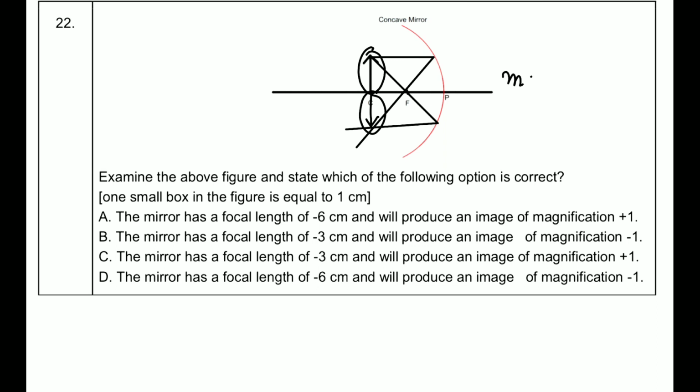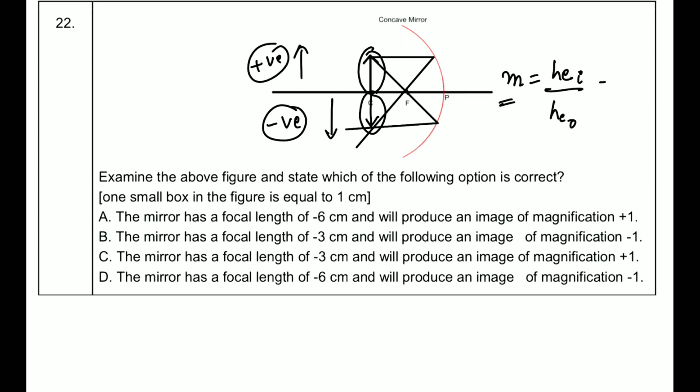But you have to understand magnification is given as height of your image upon height of your object, right? Now the height of your image is in the downward direction, that is, it should be negative, and the height of the object is in the upward direction, that is positive, right? So overall I can say magnification will come out to be negative. So -1 will be the answer. That means option number B is the correct answer. I hope that is understandable.